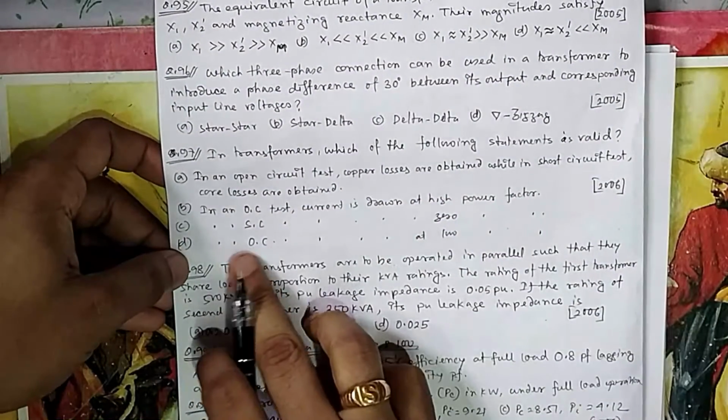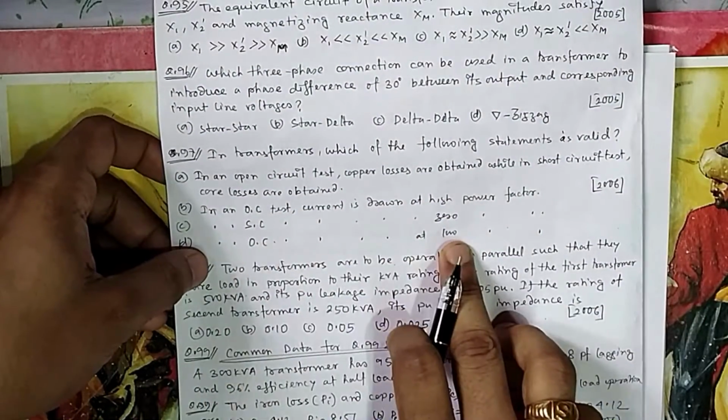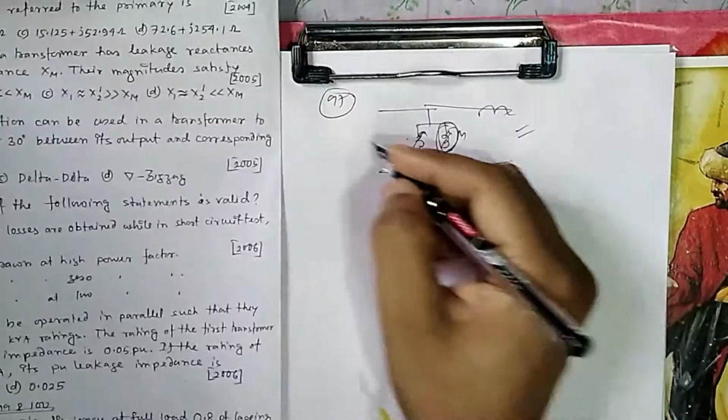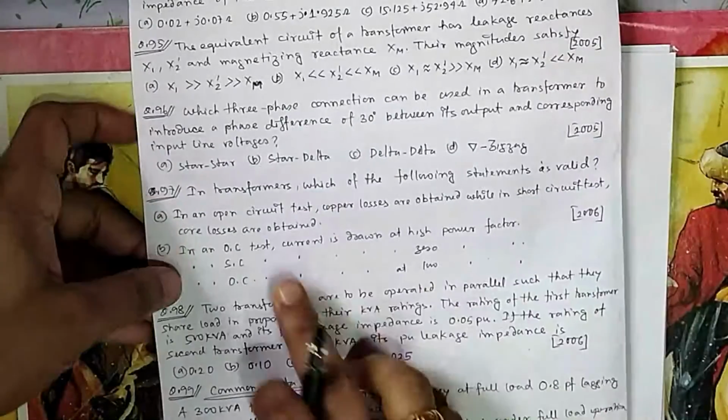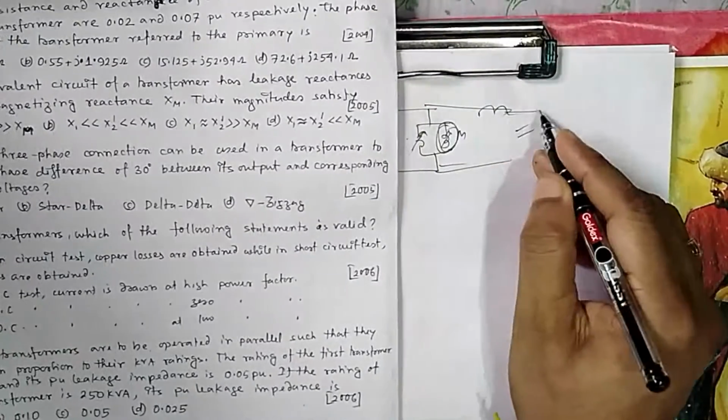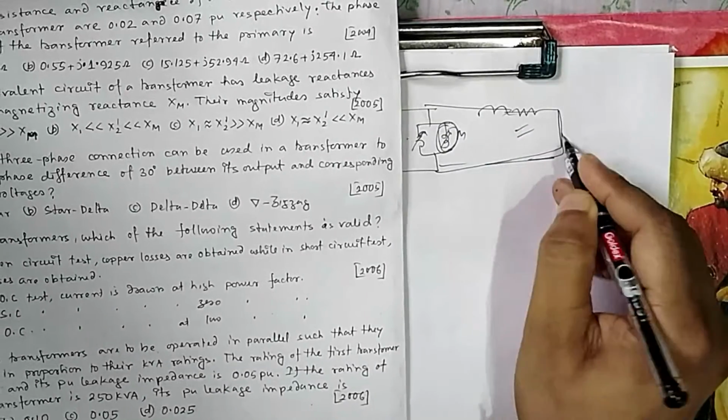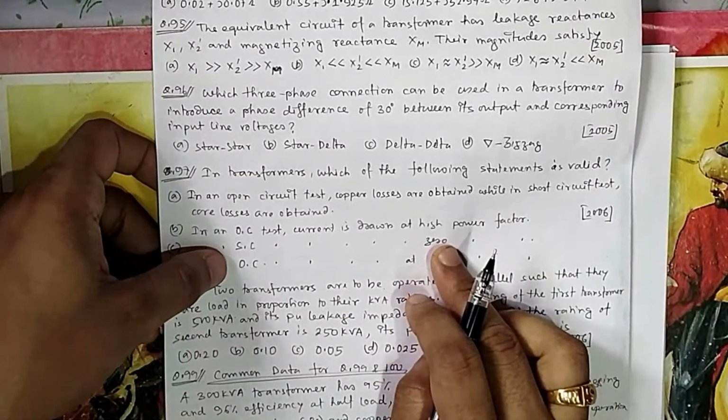So that means you can see option D, at open circuit test power factor is very low. So that means option D is the correct option. You can check C also. In short circuit it is at 0 power factor. Short circuit means whatever winding there is, that is short circuited here. So 0 power factor means phi is exactly 90.